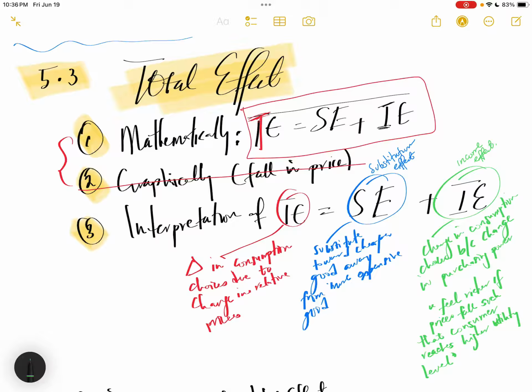So what is the income effect? The income effect is a change in the consumption choices because there is a change in purchasing power. When you go to the store and prices fall, you feel richer.